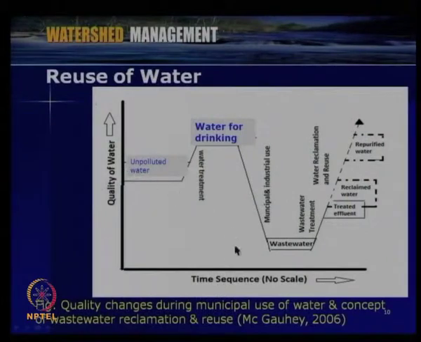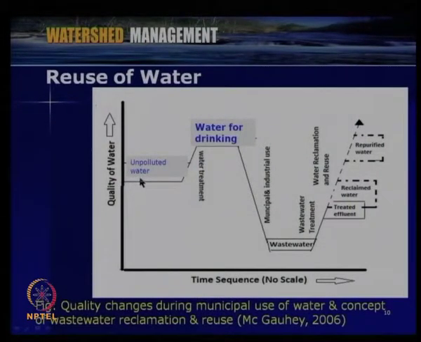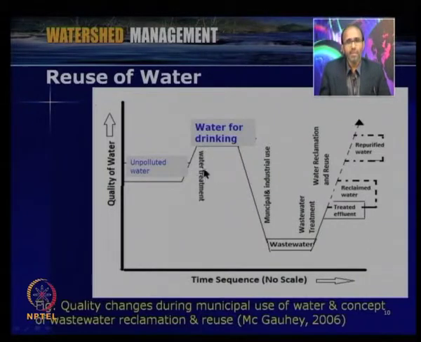Then, as far as reuse of water is concerned, with respect to the quality of water and the time sequence, for example, unpolluted water we can directly use for drinking, after some appropriate water treatment. And as far as municipal and industrial use is concerned, wastewater will be coming directly, and we can treat that wastewater appropriately, and then water reclamation or recycling is possible, and further reuse is possible. After this wastewater treatment, we can reclaim the treated effluent, repurify and further utilize it. So this shows the quality changes during municipal use of water, and the concept of wastewater reclamation and reuse as given by McGuhey in 2006.